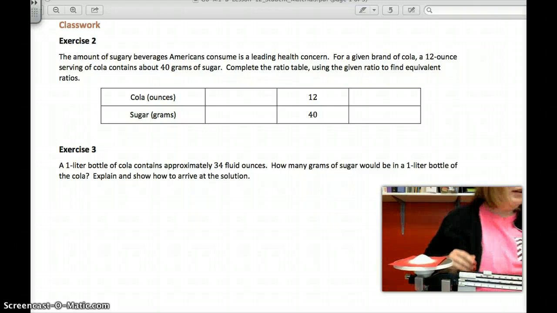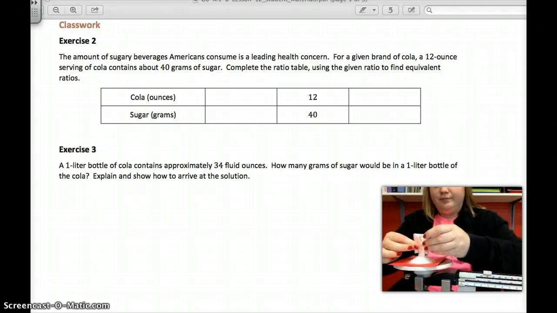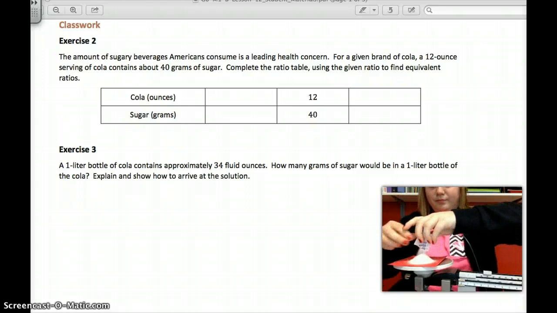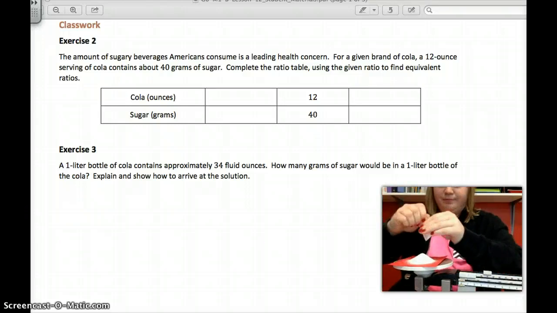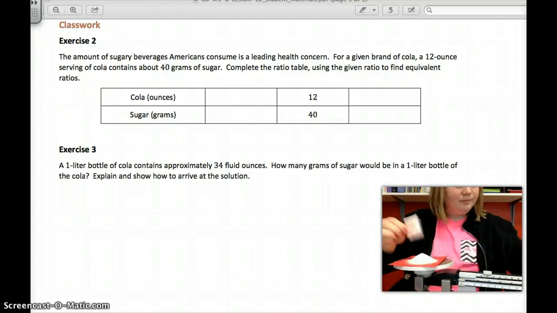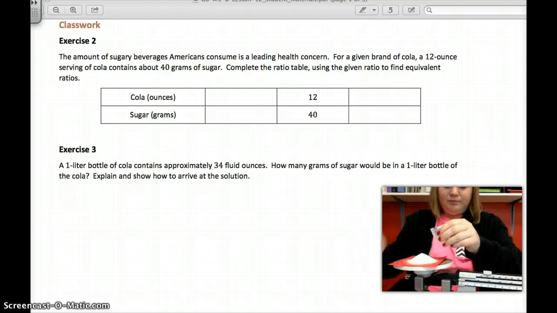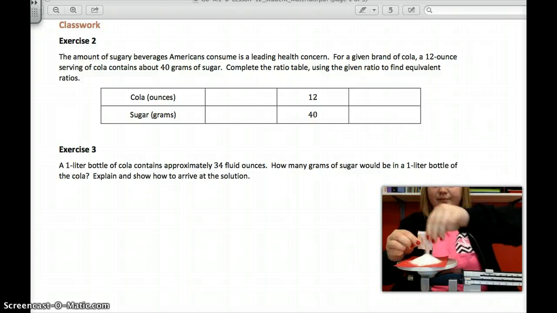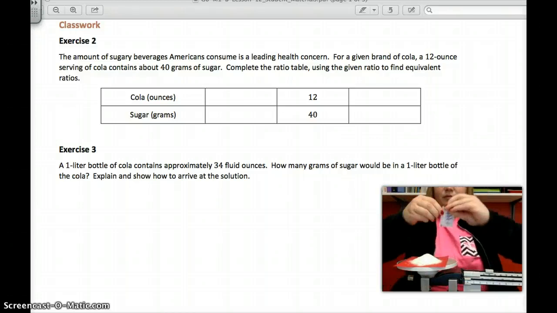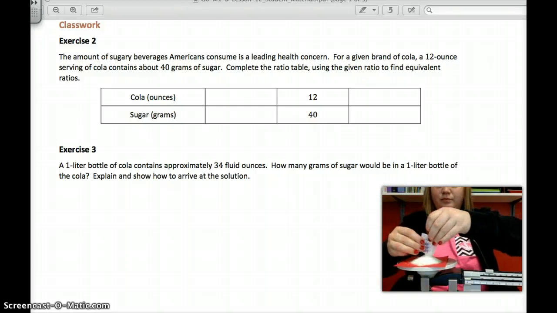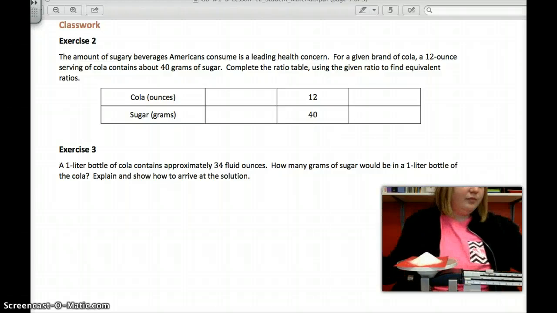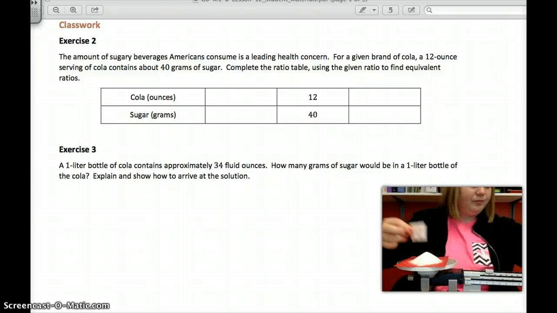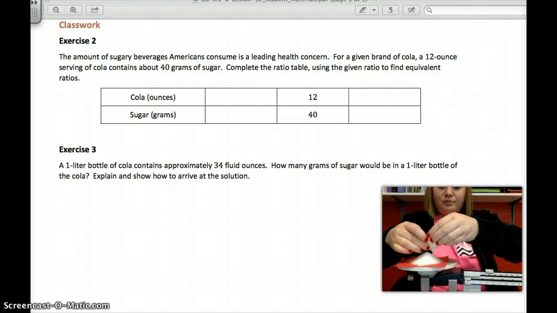it hasn't even moved. Seven. Eight. Nine. 10. Here's 11. 12. 13. 14.